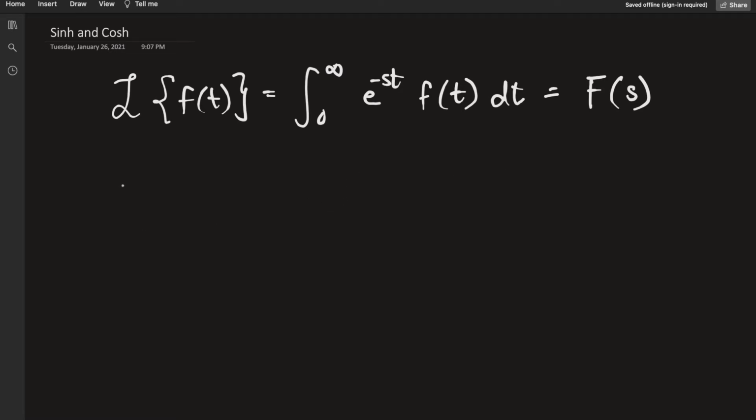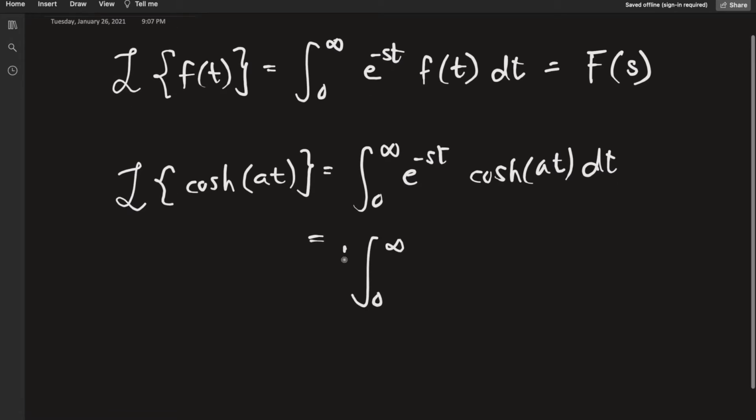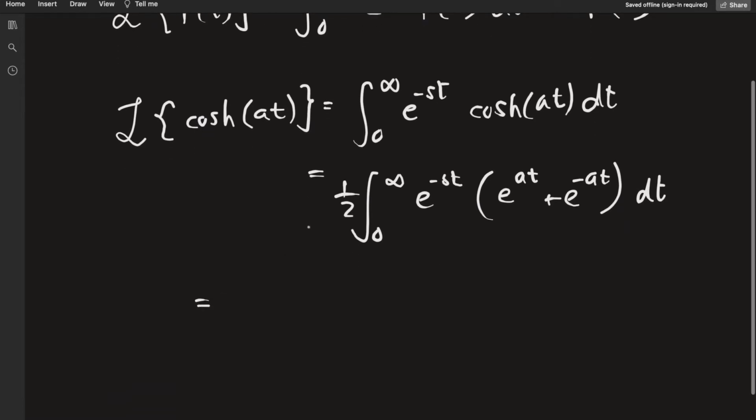Okay, so let's start with Cosh. The Laplace transform of Cosh of at, where a can be just an arbitrary number. So I just write the definition. Now Cosh is nothing but 1/2 e raised to at plus e raised to negative at dt. We can split these guys up by their linearity.